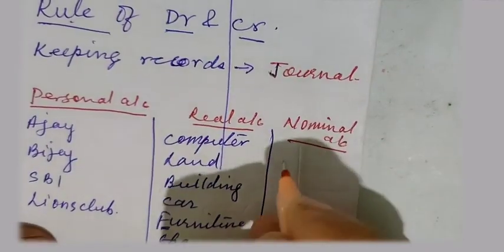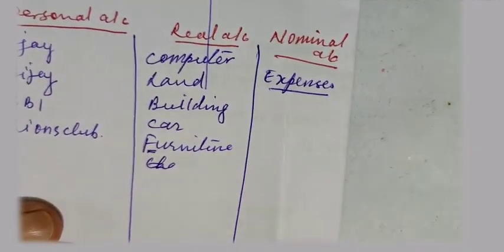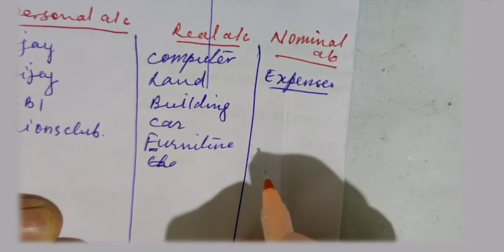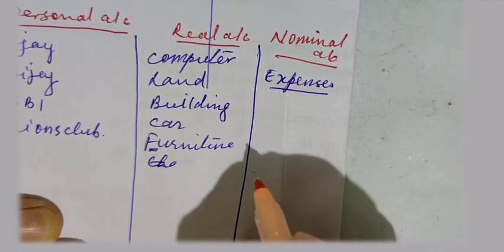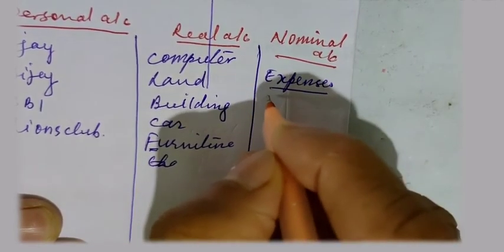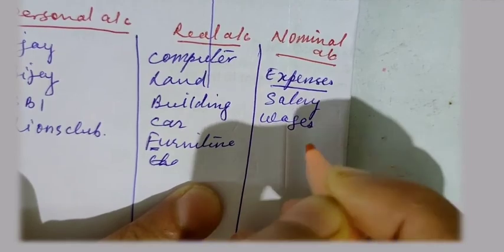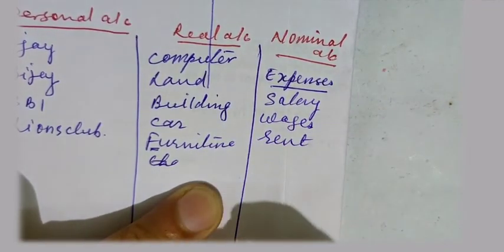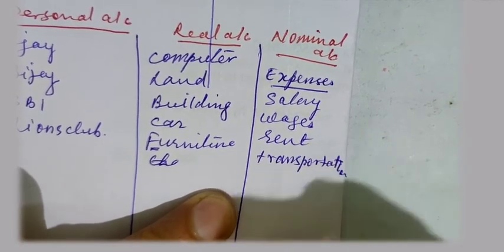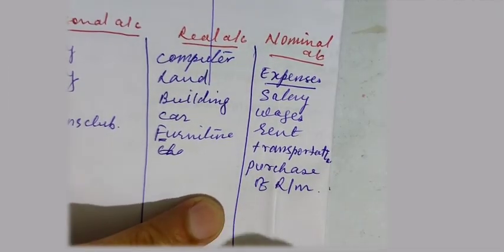Then comes nominal account. Under nominal account we have expenses and losses. What are expenses? Expenses are the cost of materials or services used in a business, right? Like cost of service like salary, wages, rent paid, transportation, purchase of raw material, and so on. There will be lots of them, right?